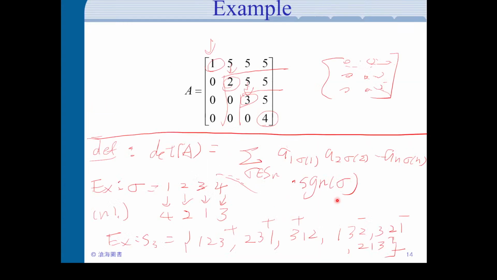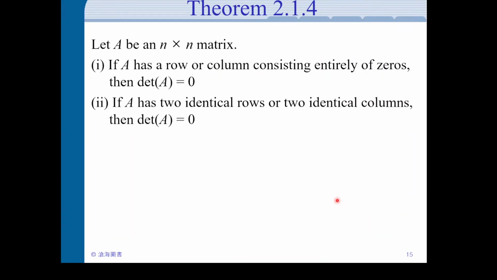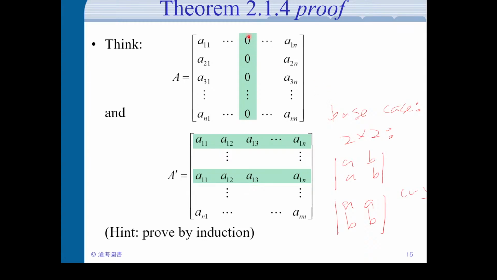Let's go back to our book material. So, more theorems about our determinant. Now we have a nice theorem saying that if you have an entire row or column equal to 0, then the determinant is equal to 0. And also if you have 2 rows or columns that are equal, then the determinant is equal to 0. The first one is easier to prove. If A has a row or column equal to 0, then you just expand on that row or column, then the determinant of A equals 0. And then the second one is harder.